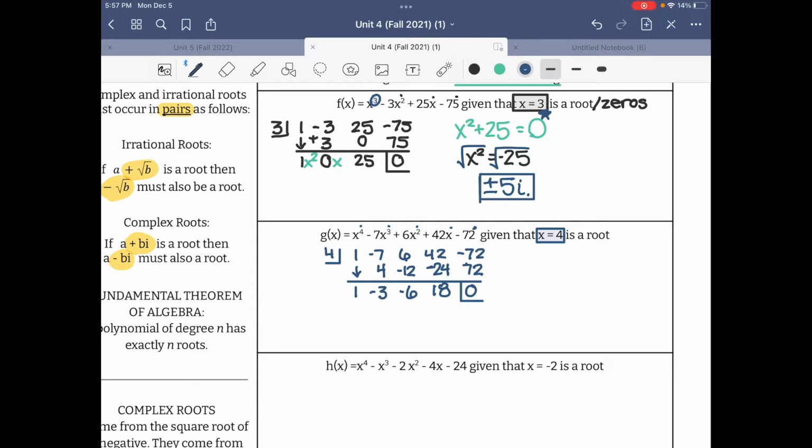So my remainder is 0 as it should be. And then I leave the 18 alone and I start adding powers of x: x squared, x cubed. So I basically have x cubed minus 3x squared minus 6x plus 18.